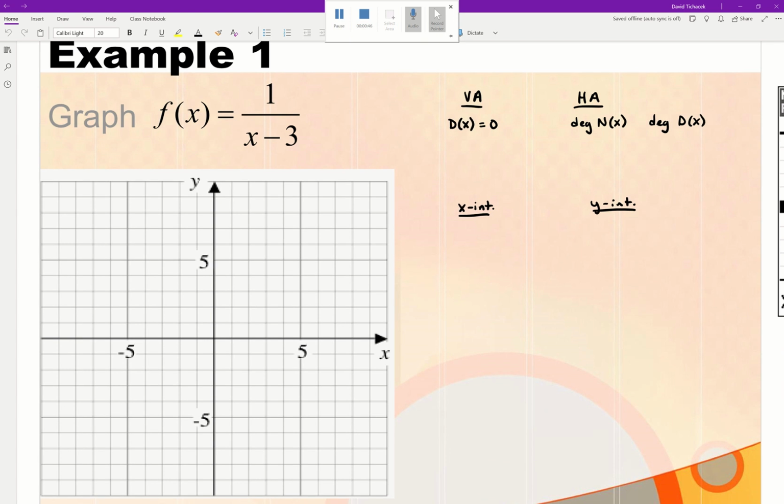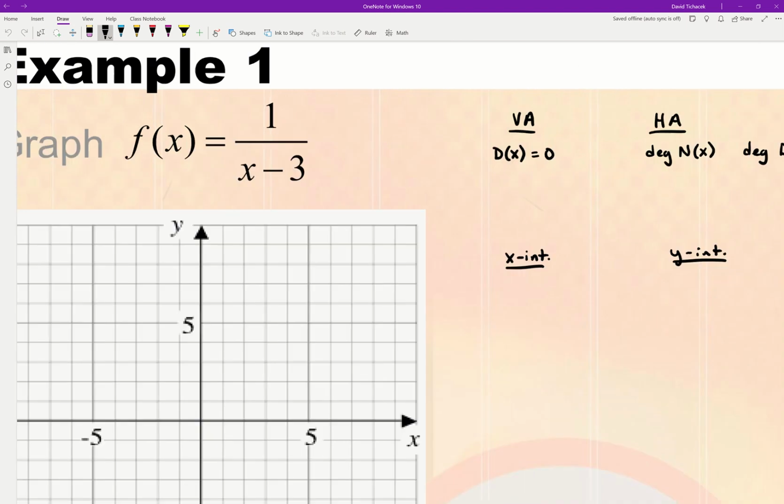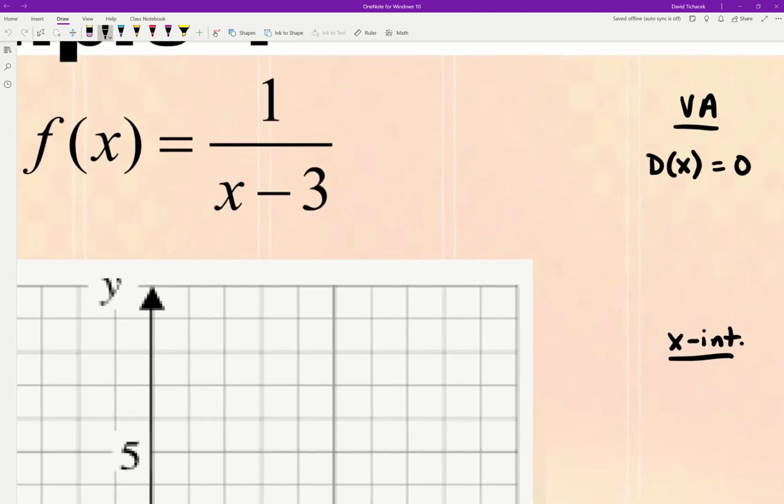So here in example 1, we have f of x is equal to 1 over x minus 3, and we just need to go ahead and follow the steps for being able to create a picture of this by hand. So the first step that we'll go ahead and perform here is finding our vertical asymptotes. And so we said in the last video that in order to do that, you just need to take your denominator and set it equal to 0 and solve. So here our denominator is nice and easy. It's just simply x minus 3.